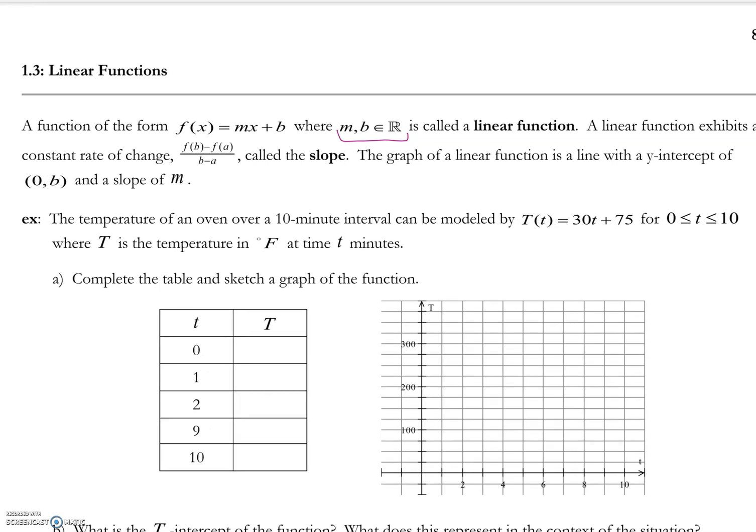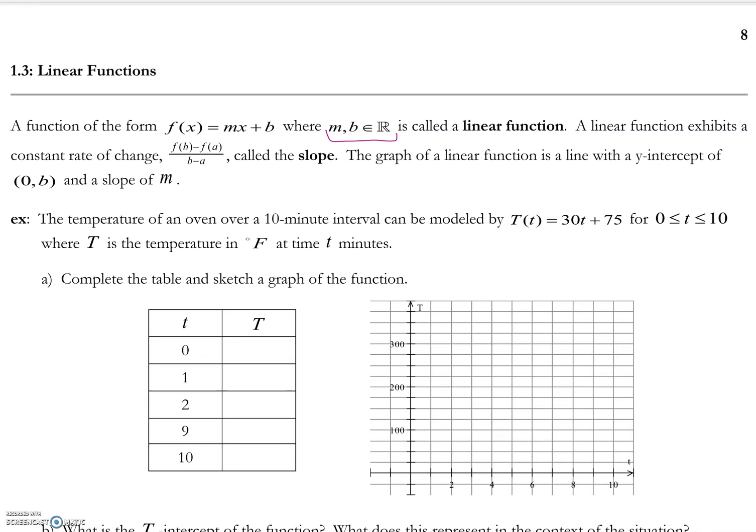A linear function exhibits a constant rate of change, which we call the slope. Notice how this is the formula we also use for average rate of change, but since we're dealing with a straight line, that rate of change is going to be constant. The graph of a linear function is a line with a y-intercept of (0, b), so whatever this number is, and a slope of m, whatever this number is.